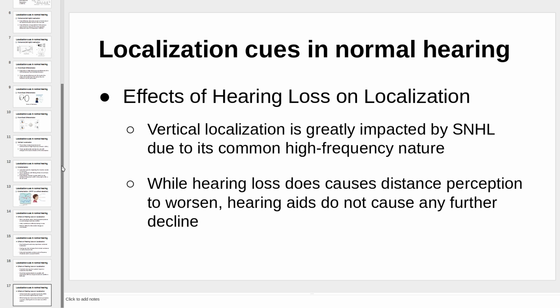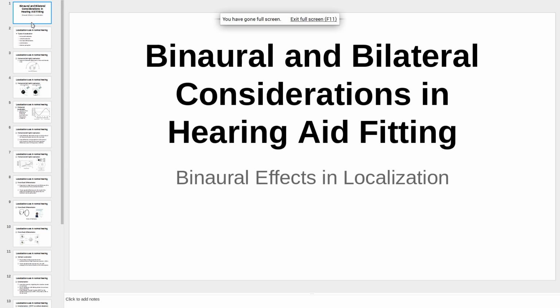And that's all I've got for this section on binaural and bilateral considerations in hearing aid fitting. That was binaural effects and localization. I will have another segment of this chapter posted in the very near future.